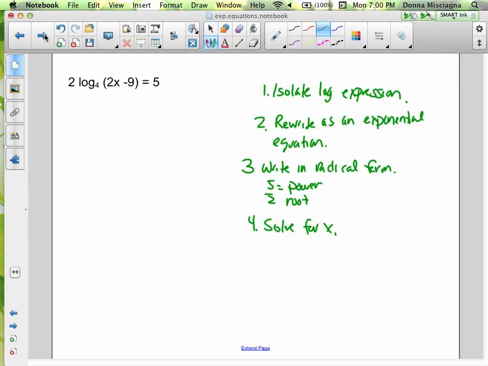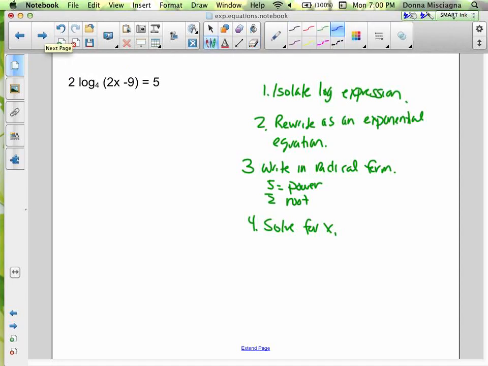All right, so we have 2 times log base 4 of 2x minus 9 equals 5. There's an easy way to do this and a hard way to do this. This is the hard way, so don't do it. The hard way would be to make that 2x minus 9 squared. You'd have to FOIL that out. You'd have a quadratic to solve. You'd have to rewrite it as an exponential. Instead, isolate the log expression. Right? That's the easy way.